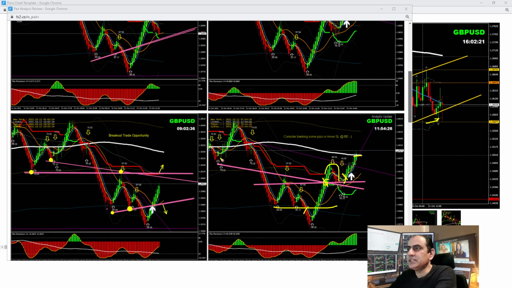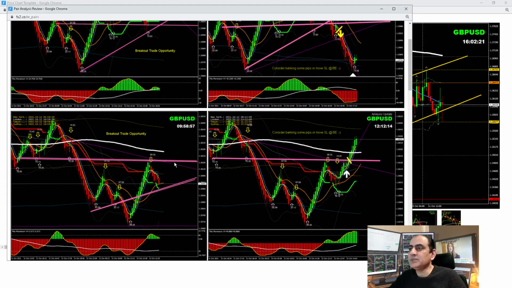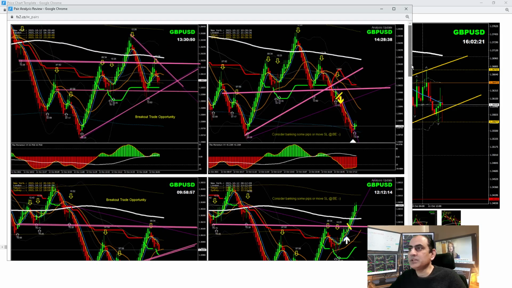I also updated this analysis, saying you can add another scaling trade and the target would be this level, which price nicely hit, by the way. As you can see here, this is the update of that analysis, a beautiful breakout as soon as the price hit the level, and that's what we explained to my traders, it's time to bank some profit.